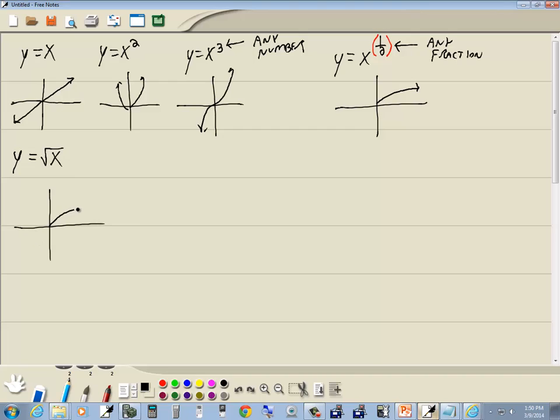You'll notice it's the same graph as what we just came up with over here, and it should be, because x to the 1/2 is the same as the square root of x.